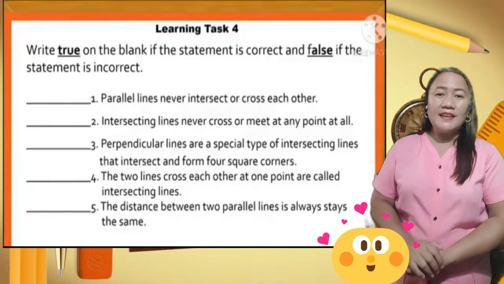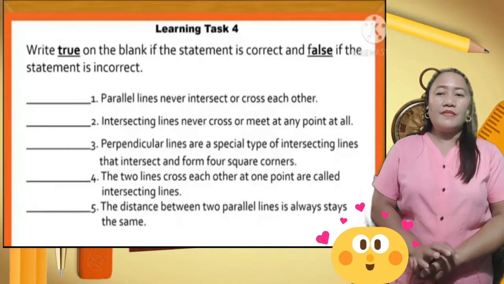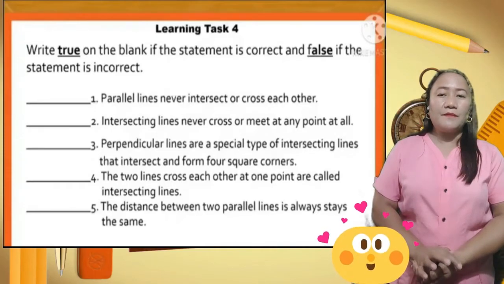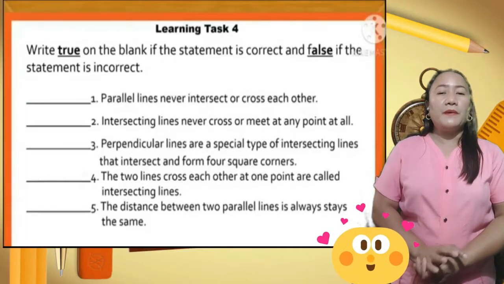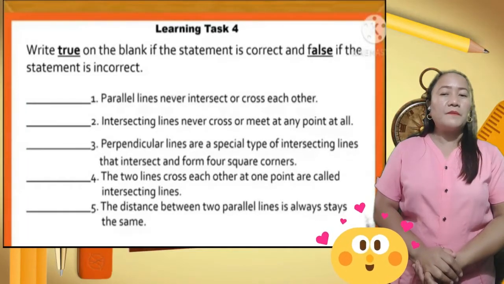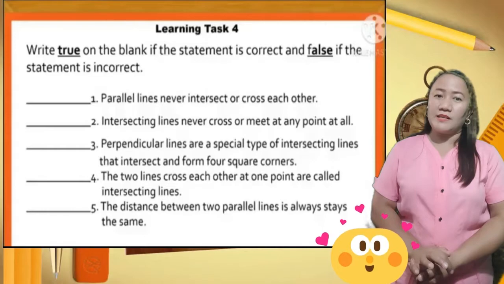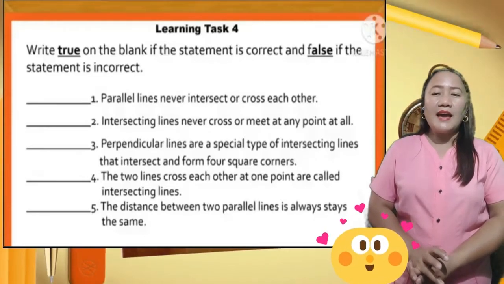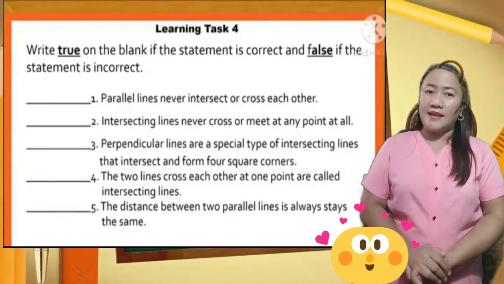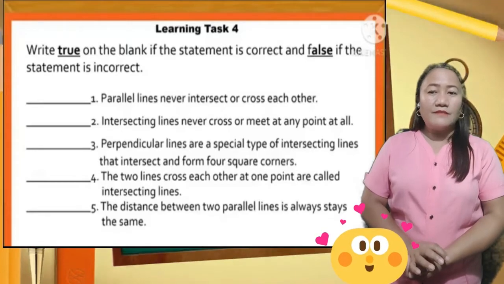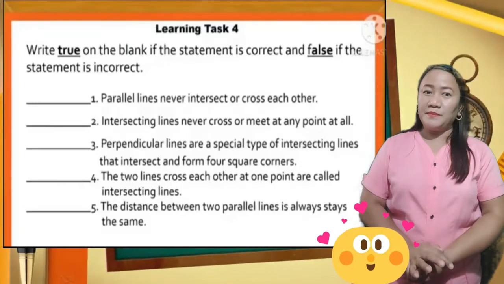Number 1. Parallel lines never meet or intersect each other. Number 2, intersecting lines never cross or meet at any point at all. Number 3, perpendicular lines are special types of intersecting lines that intersect and form 4 square corners. Number 4, the 2 lines that cross each other at one point are called intersecting lines. And lastly, number 5, the distance between 2 parallel lines always stays the same.